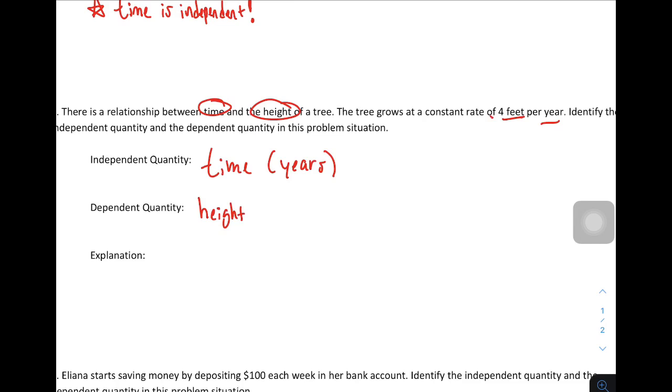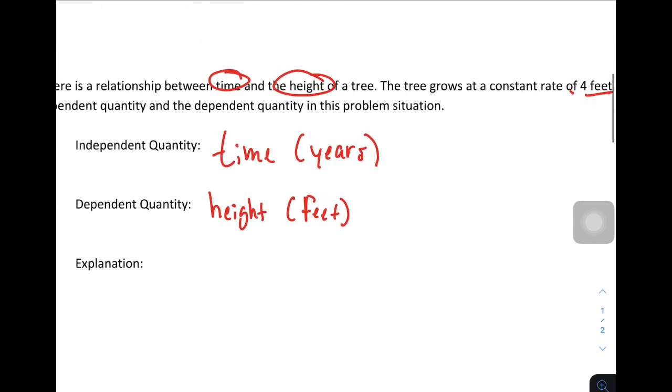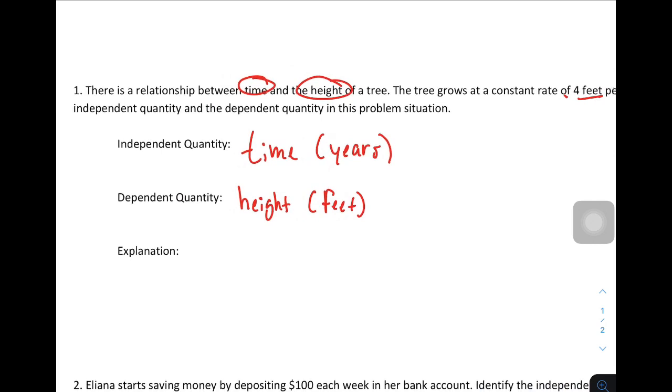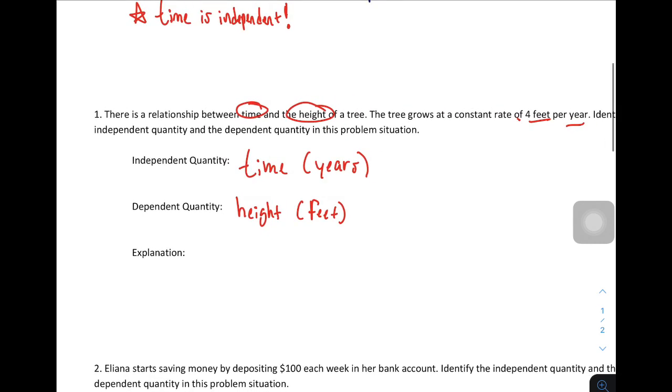All right, and how are we measuring the height of the tree? Are we measuring in inches, in meters, in feet, miles? Well, in the problem it says 4 feet per year. So we're measuring height in feet. So put the quantity outside, and then in parentheses you can put whatever the unit of measure is for that specific variable. Okay, so in this situation, time is independent and the dependent quantity is height.